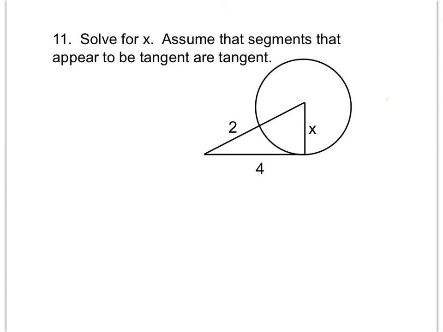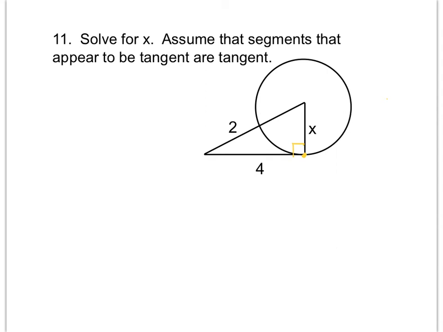That means that the segment with a length of 4 is a tangent. It comes up to the circle and touches the circle in just one point. So it touches the circle right here. Now that also means that the radius that meets that tangent at the point of tangency is going to be perpendicular. So that is going to be a 90-degree corner. So we have a right triangle.